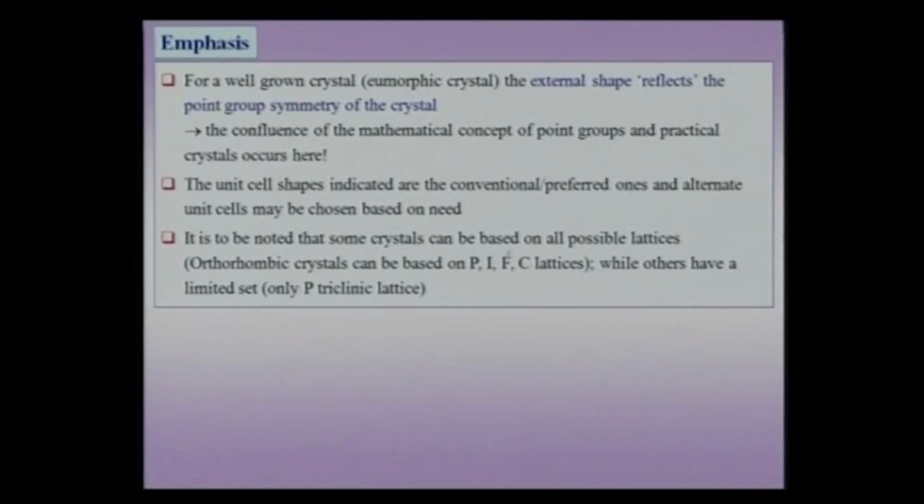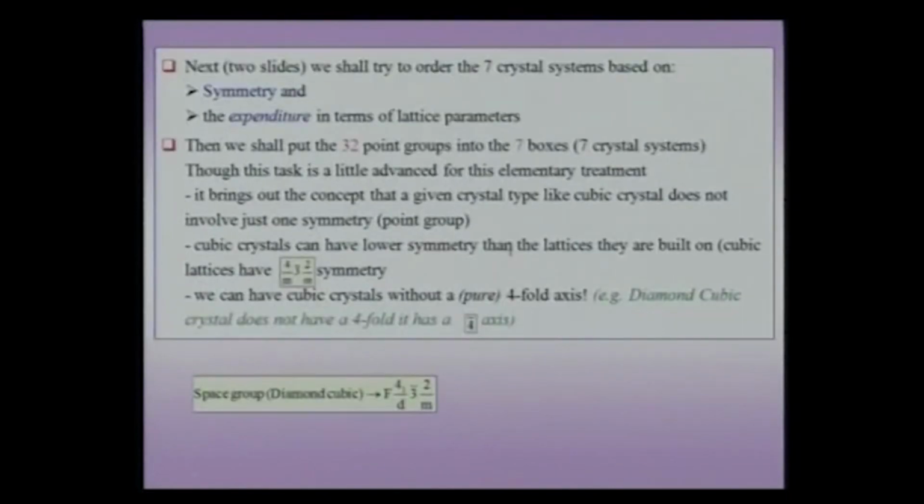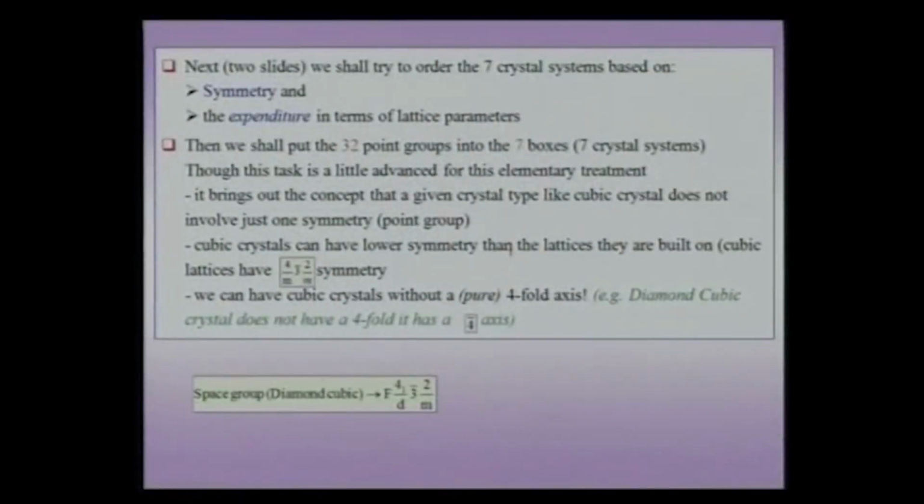And we also notice that all kinds of lattices may be present, or it may just be based on the primitive kind of a lattice. Okay. Next we will try to order the 7 crystal systems, the ones we have considered so far, based on symmetry and expenditure in terms of lattice parameters.